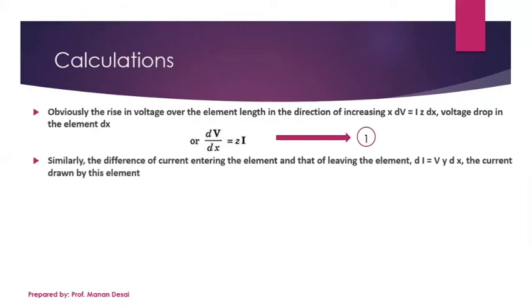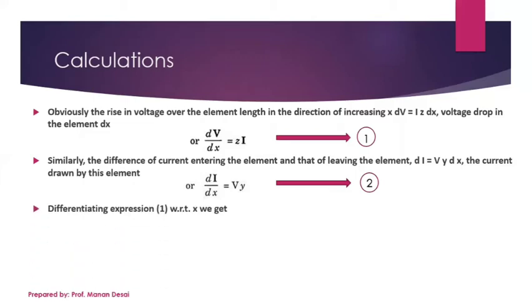Similarly, the difference of the current entering the element and the current leaving the element is the differentiation of current with respect to distance. So dI is equal to V voltage into Y admittance into dx distance. So the current drawn by this element is dI by dx is equal to V into Y. You can see that in equation 1, the impedance is multiplied with current, and in equation 2, the voltage is multiplied with admittance, vice versa.